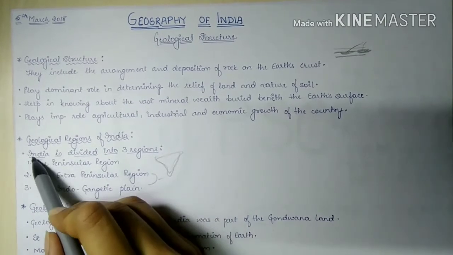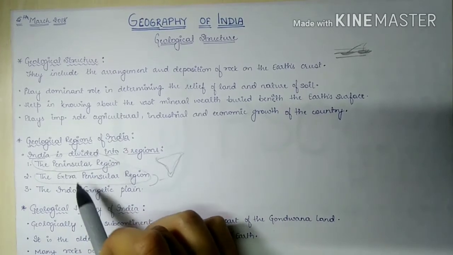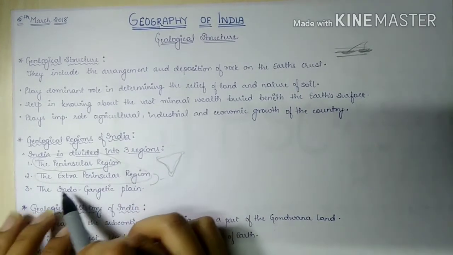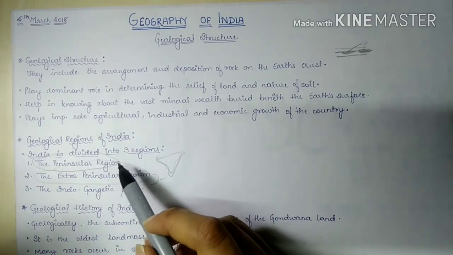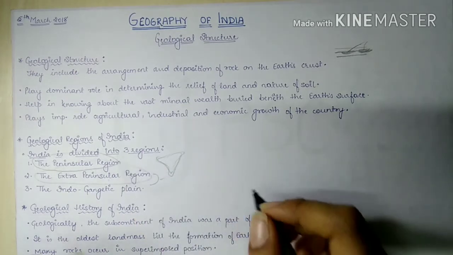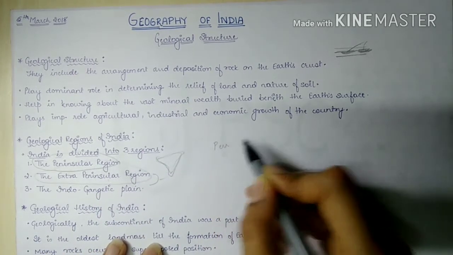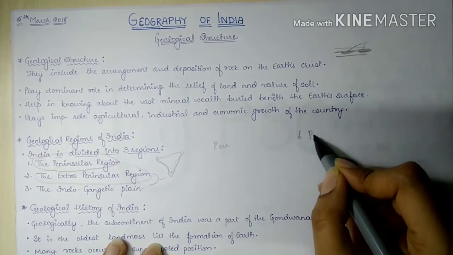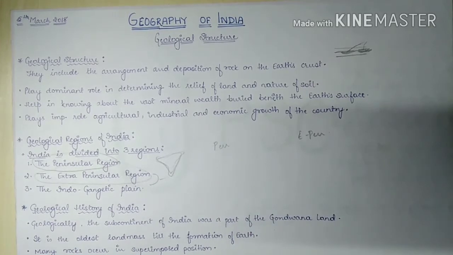Now if we consider these two macro regions, the peninsular region and the extra peninsular region, as the geological regions, as other scholars do, then these two regions have a great striking geological contrast between them.